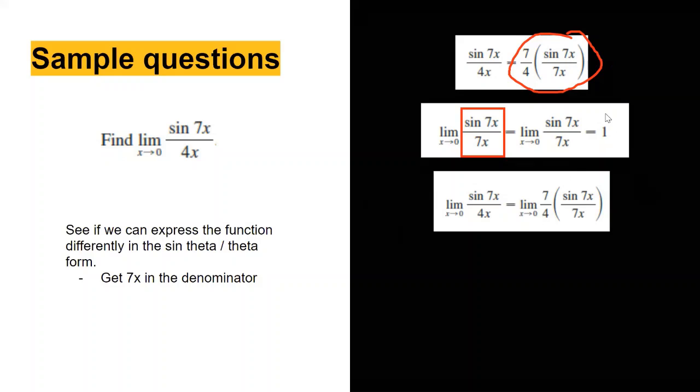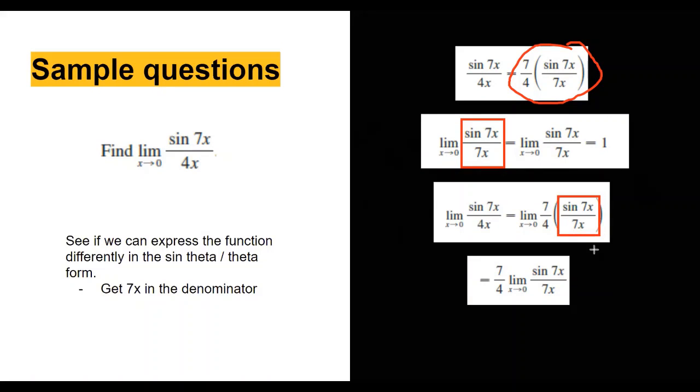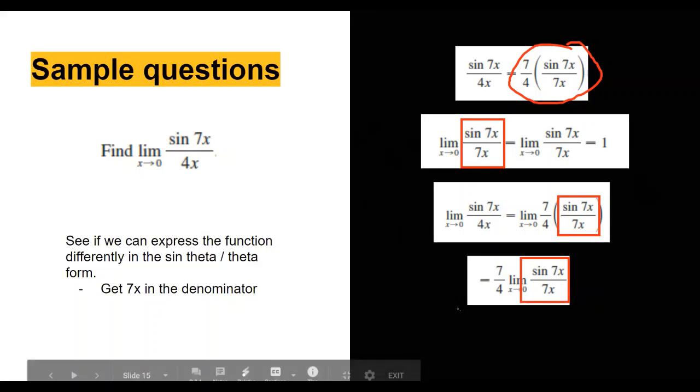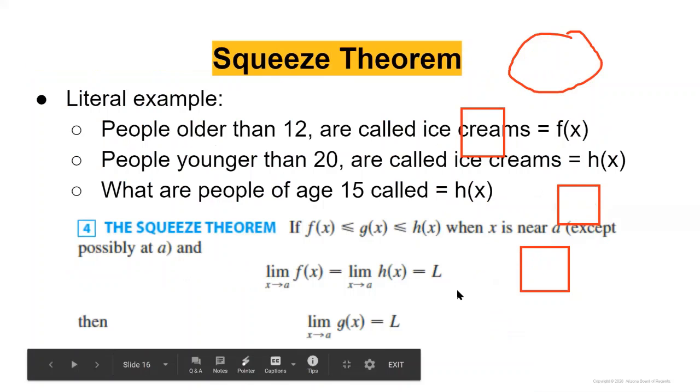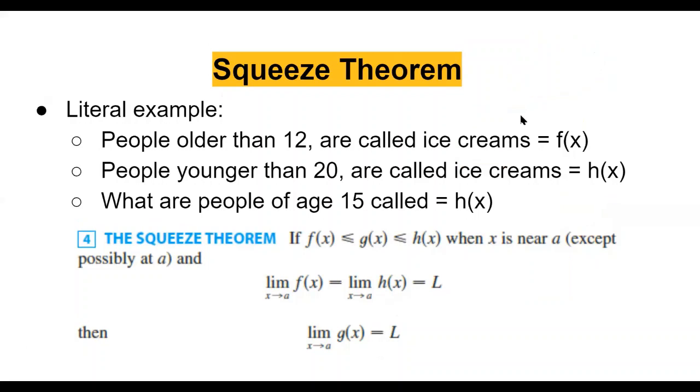If this part is turned to 1, this entire thing again turns to 1. Again, this will also turn to 1, and our final answer would be 7 by 4. Next comes the squeeze theorem.